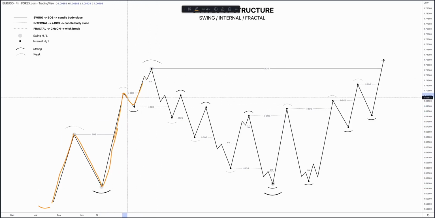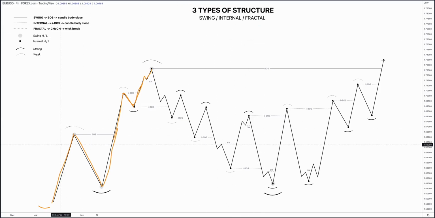So at this point, I would just call that an internal pullback, right? So you can see it, you don't have to zoom right in. It's kind of an obvious movement, but it's not as big as a big obvious swing price movement, okay? Then price can come up and then sometimes you'll get a pause of say one candle, maybe two candles, where it literally just pauses and pulls back and then continues up, right? And that is what we will call fractal structure.